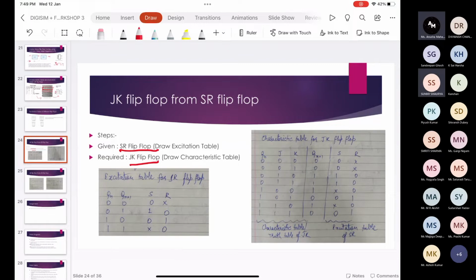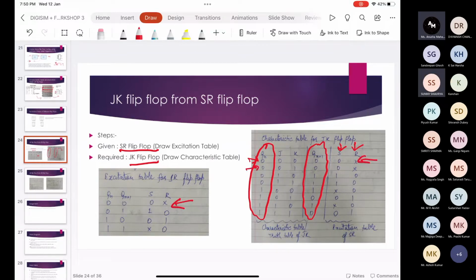And as both are drawn, you can see from the characteristic table for the JK flip-flop, we can find the values of S and R using the present state and the next state with the help of the excitation table. As you can see in the first row, Qn is 0 and Qn plus 1 is also 0. From here, we can see S is 0 and R is don't care.